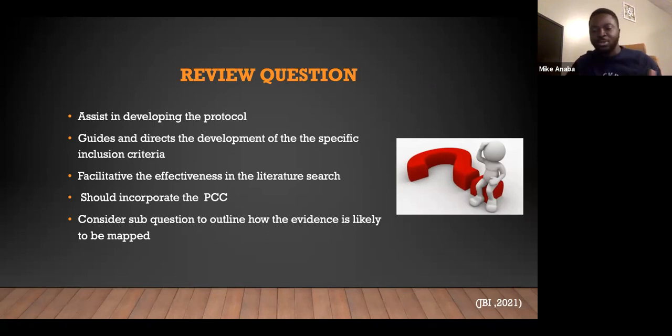So if you say you're looking at well-being, someone might ask you, okay, what is well-being? And then you want to unpack what well-being might be. It might be that you're looking at mental well-being, or physical well-being. So your sub questions might look at these sub components of what your overarching question might be.